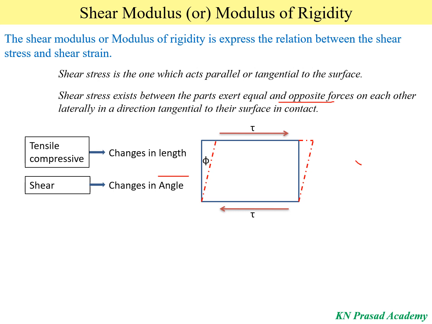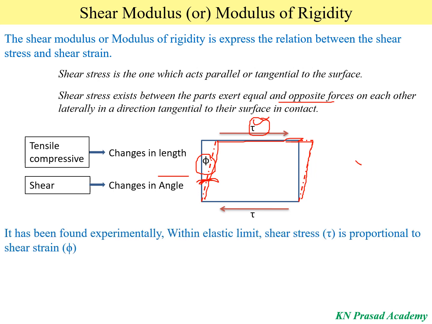See here, when we apply the shear stress, that is tau, the body will deform. That deformation is in terms of the angle. So this is phi. This deformation is what we call the shear strain, and the shear stress we represent as tau.